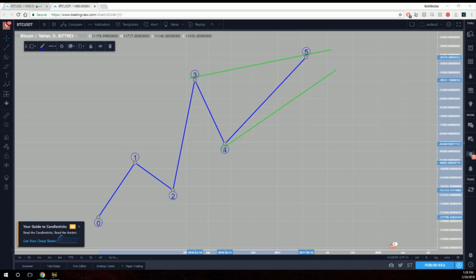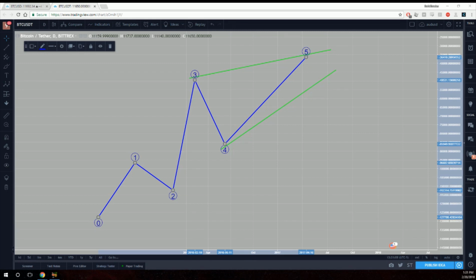Part 3, we're going to build on the ideas that we've already covered, except now we're going into patterns. The first pattern we're going to cover is the diagonal. There are two types of diagonals we're going to look for. One is the leading diagonal, and the second is the ending diagonal. There are a few slight differences between the two, and that's what we're going to cover in this video.